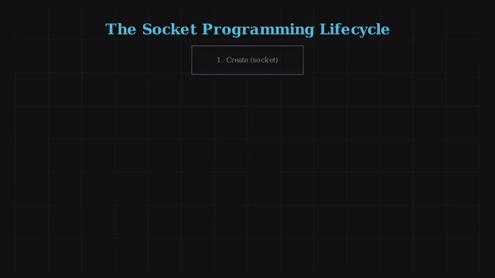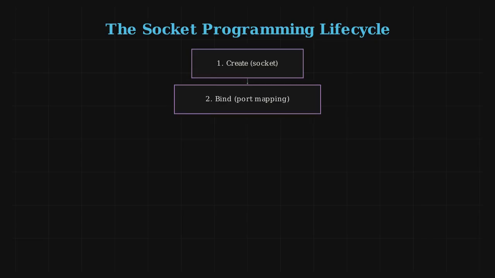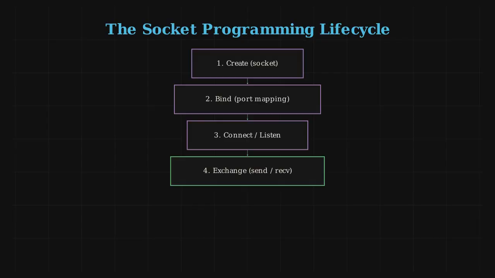From a developer's perspective, using sockets follows a strict programming lifecycle. First, a socket is created. It is then bound to a local port. Finally, it establishes a connection, or listens for incoming data, sending and receiving byte streams before eventually closing. This standard API serves as the uniform interface for all network communication.